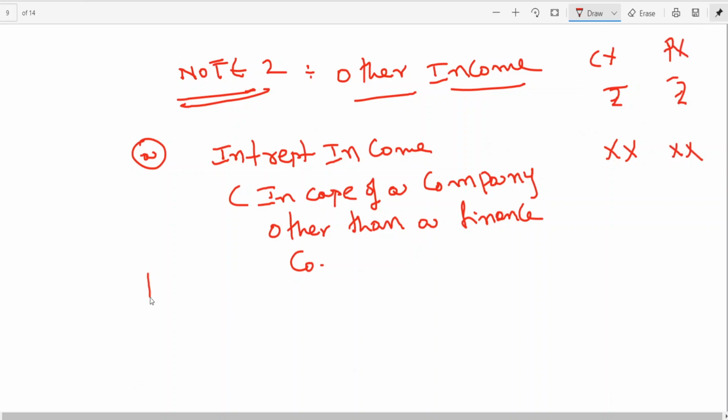Okay. B. Dividend from subsidiary companies, holding and subsidiary.